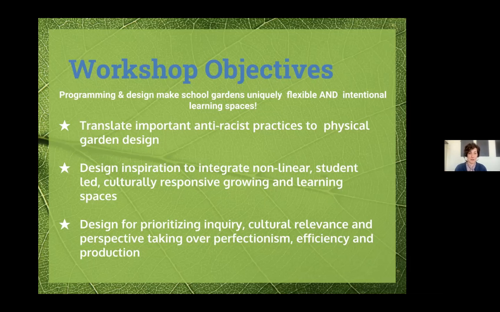Today's workshop objectives are to really surface some of those ideas and safe spaces and practices. We're going to translate important anti-racist practices to the physical garden design. So how are you reimagining a raised bed or a nook or a corner of your classroom outdoors? We're going to be looking at design inspiration to integrate nonlinear, student-led, culturally responsive growing and learning spaces, and we're going to design to prioritize things like inquiry, cultural relevance, and perspective taking.